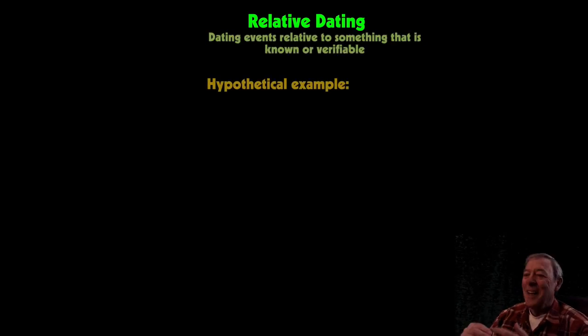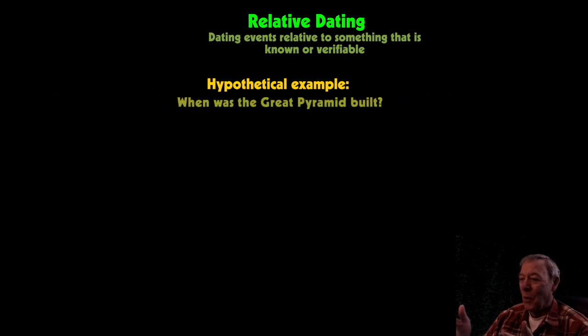So here's my hypothetical example. Now this is purely hypothetical. Since we're talking about Egypt, when you open up a textbook on Egypt and you read about the pyramids, they typically give you a date for when that was built. Well, how do scholars know that? How do they know when the Great Pyramid was built?